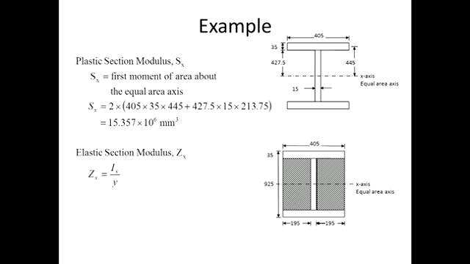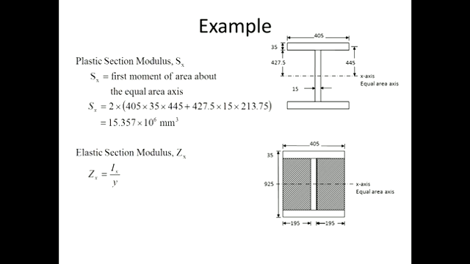So then we have 427.5 by 15, and then the half of the distance from the centroid to the equal area axis. Because this is symmetrical, this will be our value of S, and it's S about the x-axis. We could have been doing this for S about the y-axis if we had a different type of load.